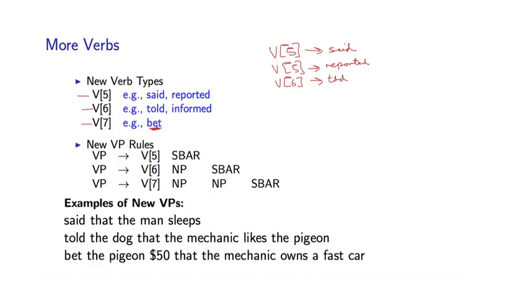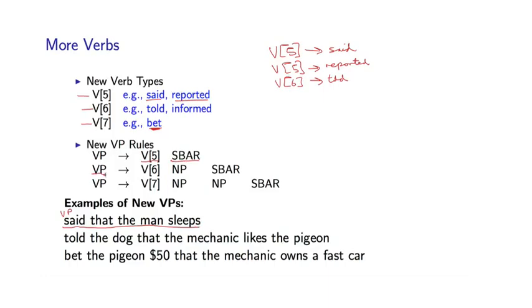And the new VP rules start to use this S bar. So if I have this string here, said that the man sleeps, this can actually be a VP. And it's composed of a V of type 5, this is said, followed by an S bar. Okay, so critically notice that it's possible with these types of words, said and reported, to form a verb phrase by that verb, followed by an S bar. Okay, so said that the man sleeps.